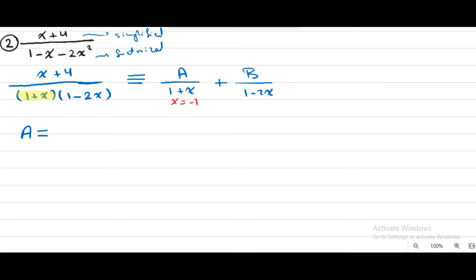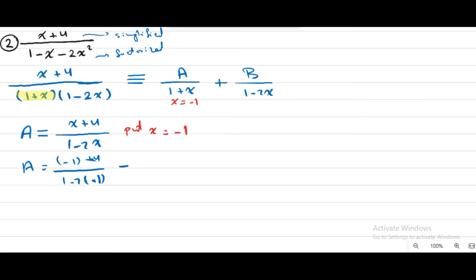What is the remainder? The remainder is (x + 4)/(1 - 2x). Then put x minus 1 in the place of x. Put negative 1 in the place of x in this expression. So A equals (-1 + 4)/(1 - 2 × -1). So it will be 3 over 3, which is equal to 1.